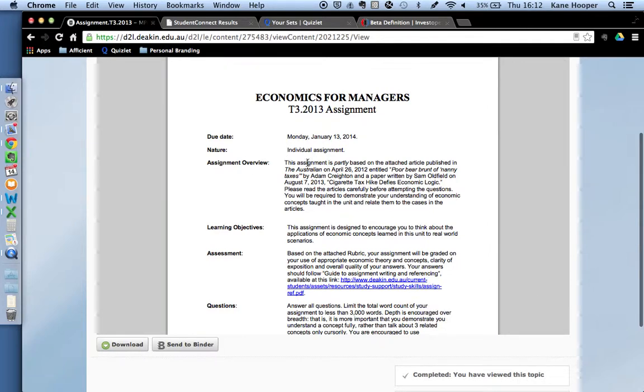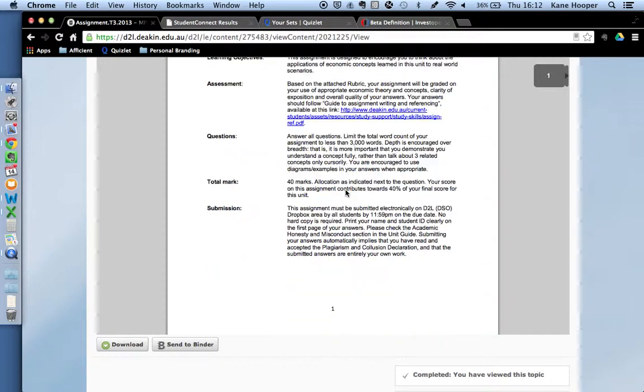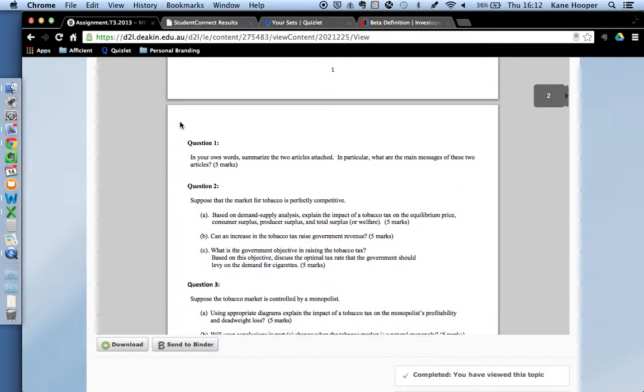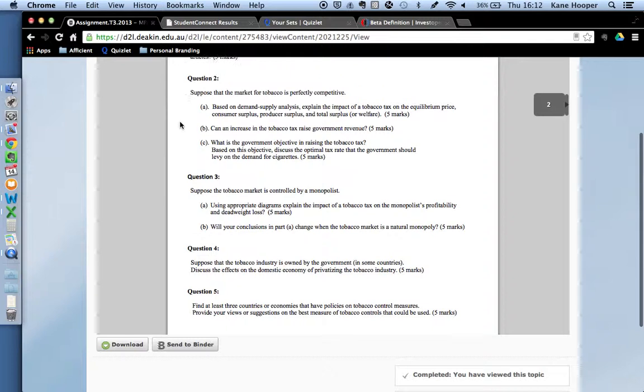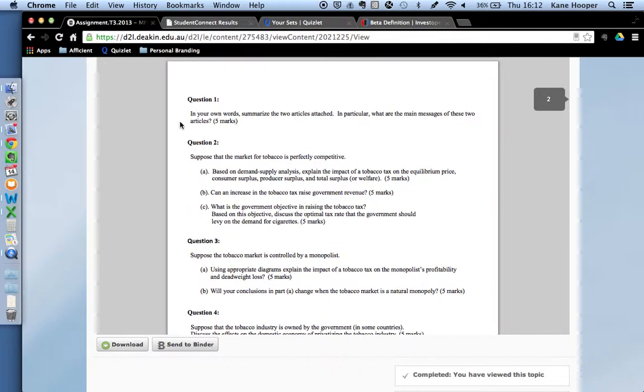So here's the assignment itself, and really briefly it gives the assignment overview. This assignment is partly based on the attached article published in the Australian. There's a couple of articles, so I've got to read those, and then further down I've got 5 questions that I have to answer in relation to those particular articles. So before even week 1 I read this. In terms of the questions, I have no idea how to answer them at this point.